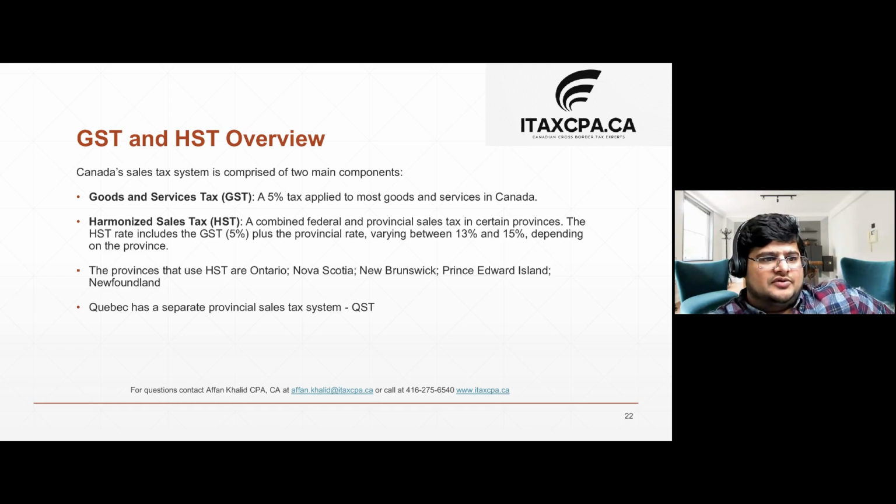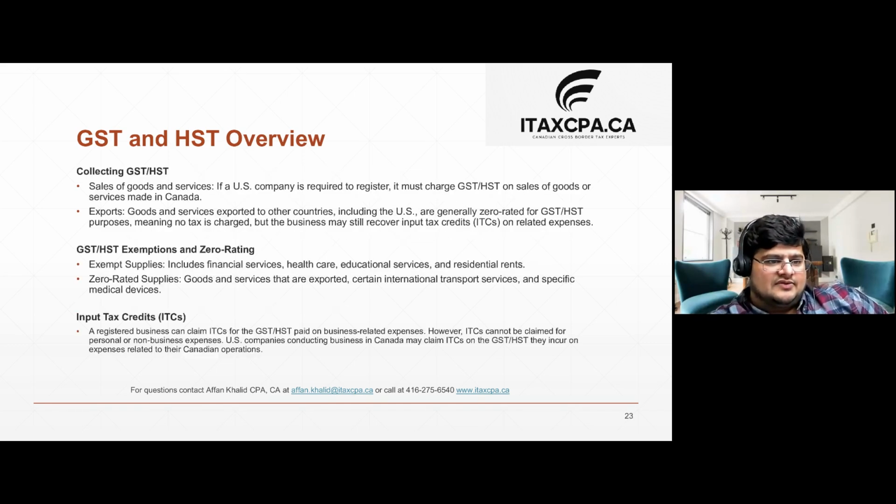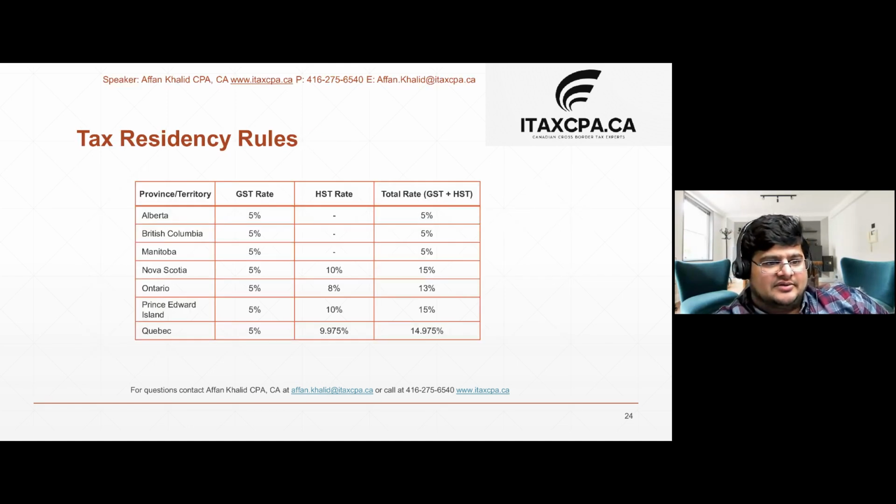Okay, very quick overview on GST, HST. GST is a federal 5% tax rate that applies to anything across the country, but then you have provincial rates, and some provinces are harmonized with the federal CRA, in which case there will be one single rate charged to you based on the province. Quebec administers their own retail sales tax, which is referred to as QST. And on the next slide you can see the rates. I will leave this slide for you to quickly read.